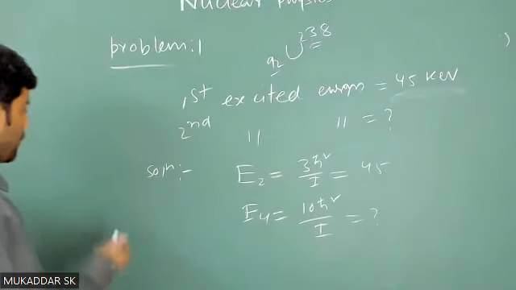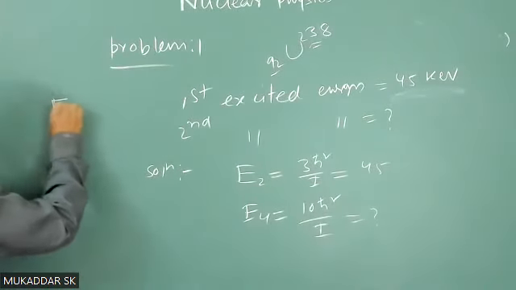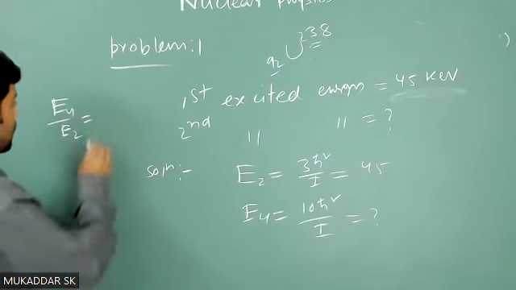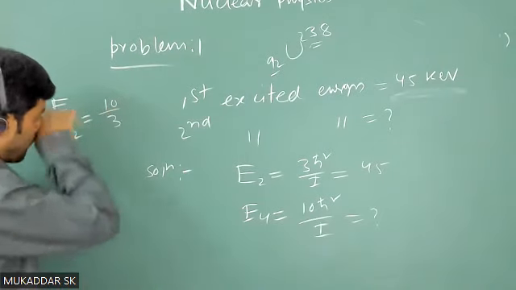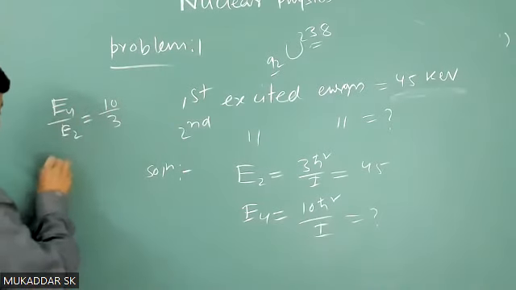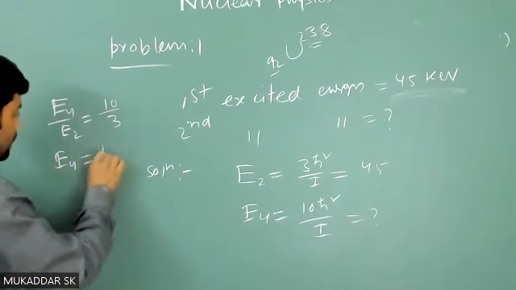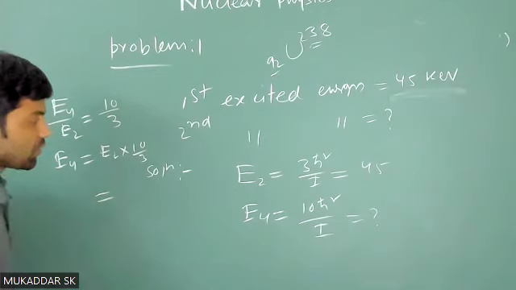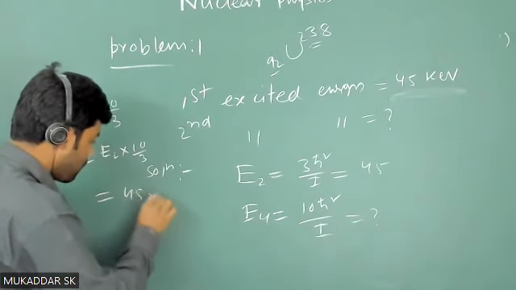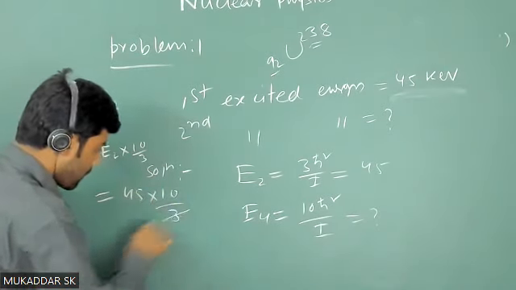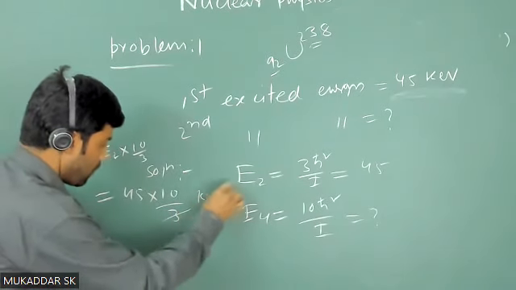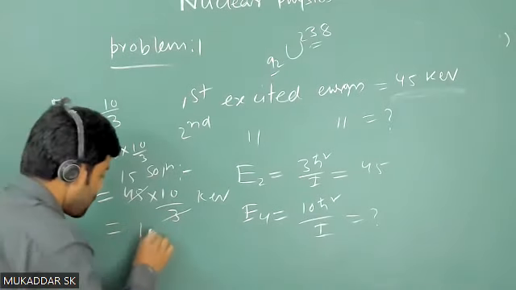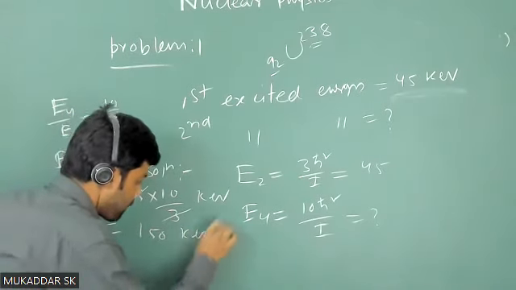Now if I divide E4 by E2, that will be 10 by 3. Okay, it means E4 will be E2 into 10 by 3. And E2 is 45 into 10 by 3. Of course, the unit will be kilo electron volt. So we cancel, and it will be 150 kilo electron volt.